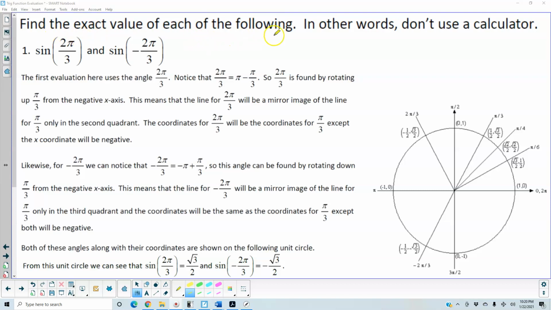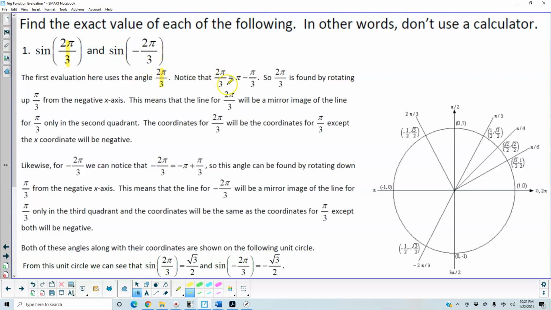Find the exact value of each of the following. So in other words, don't use a calculator. Number one, we're going to find the sine of 2 pi over 3 and then find the sine of negative 2 pi over 3. Now the first evaluation here is the angle 2 pi over 3.